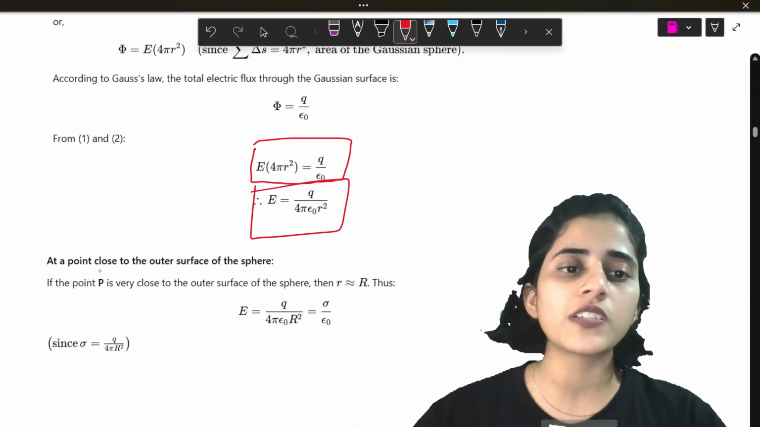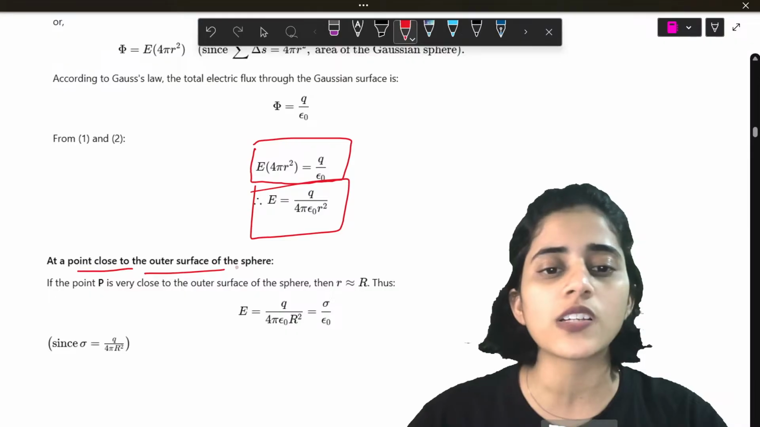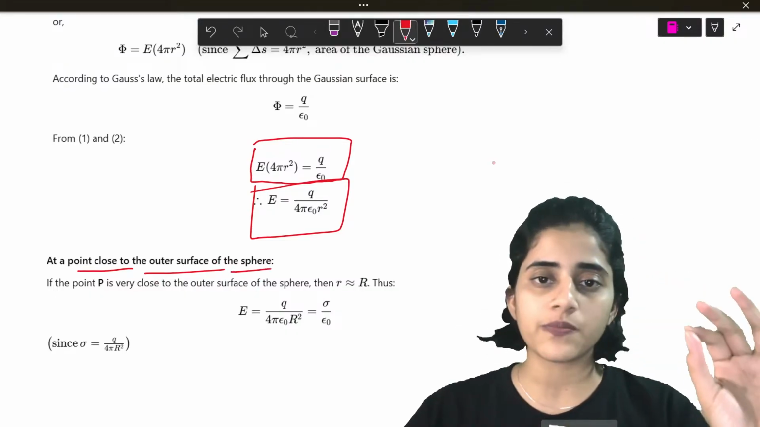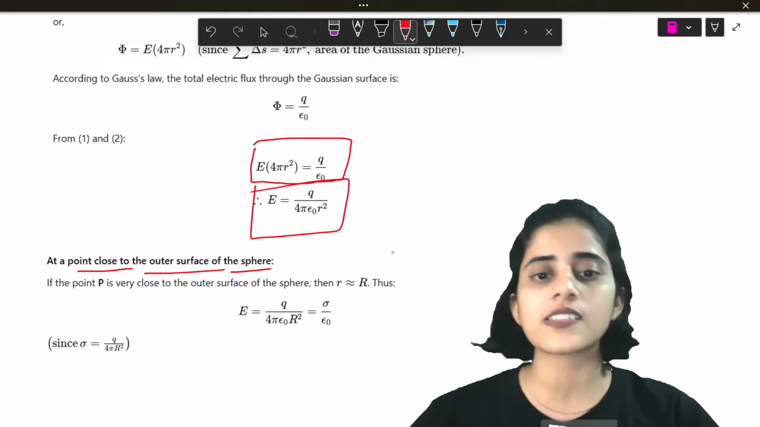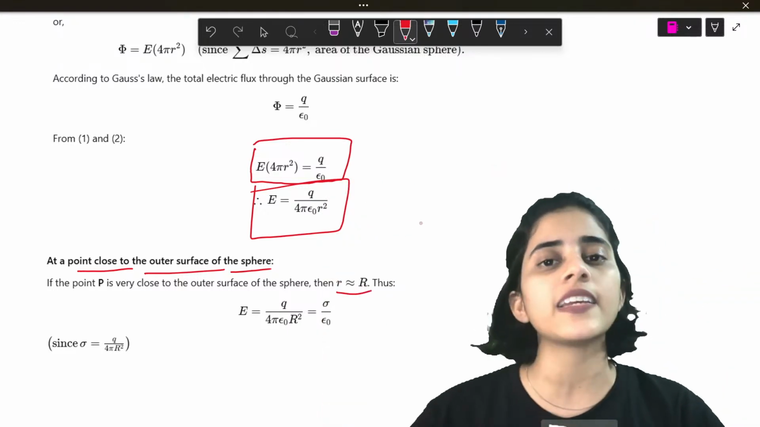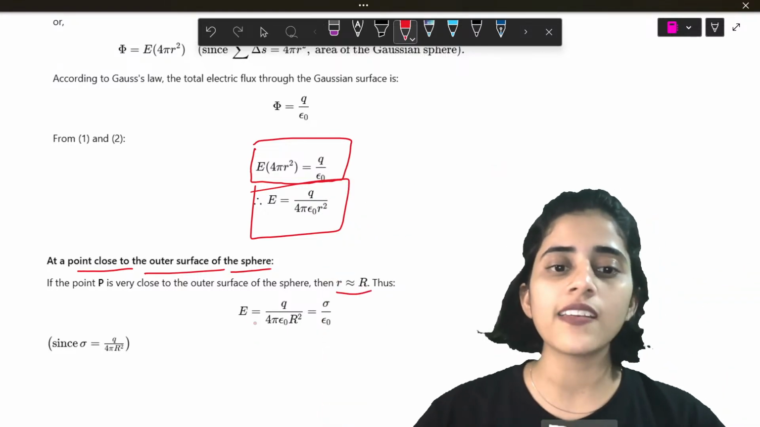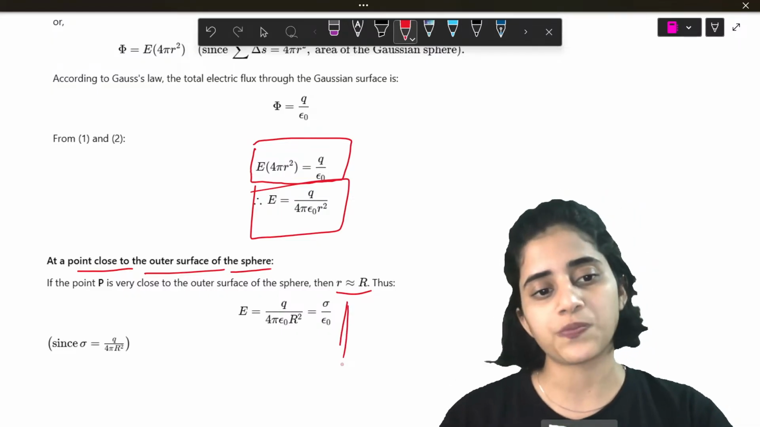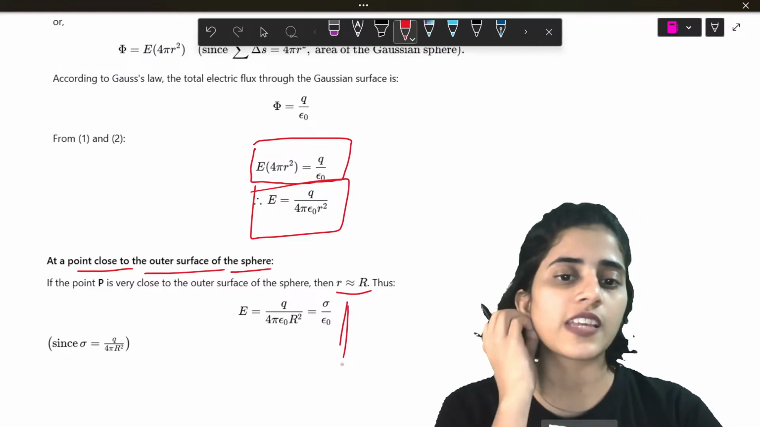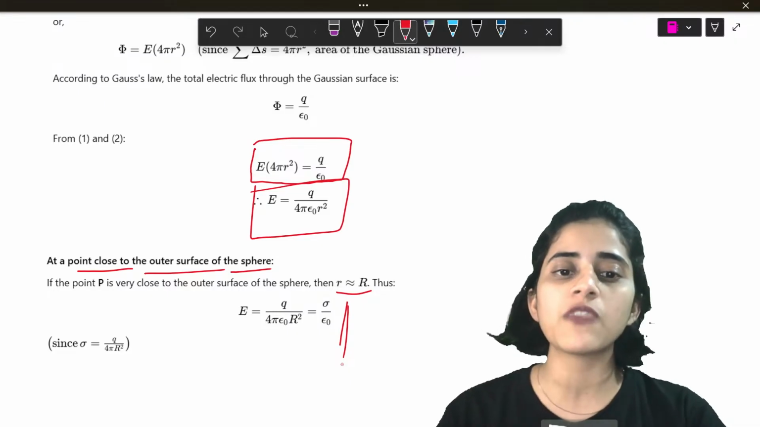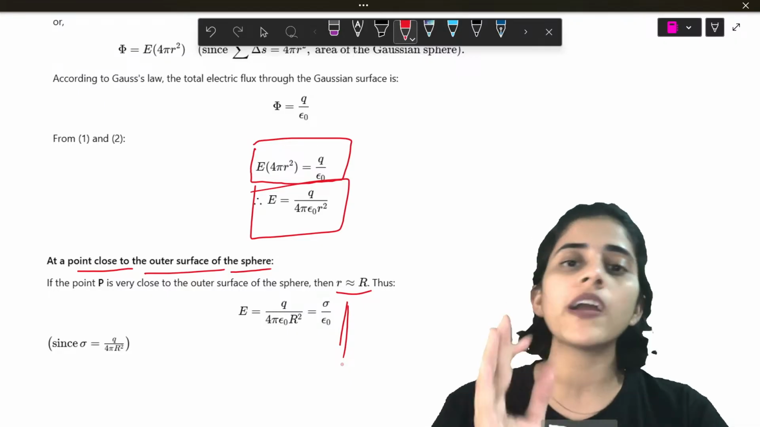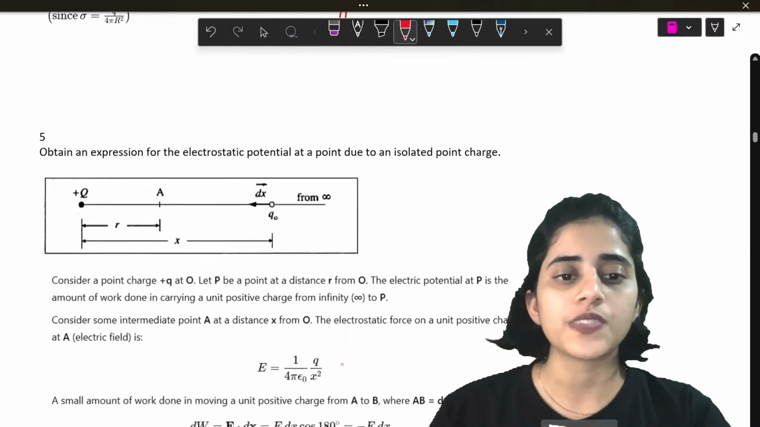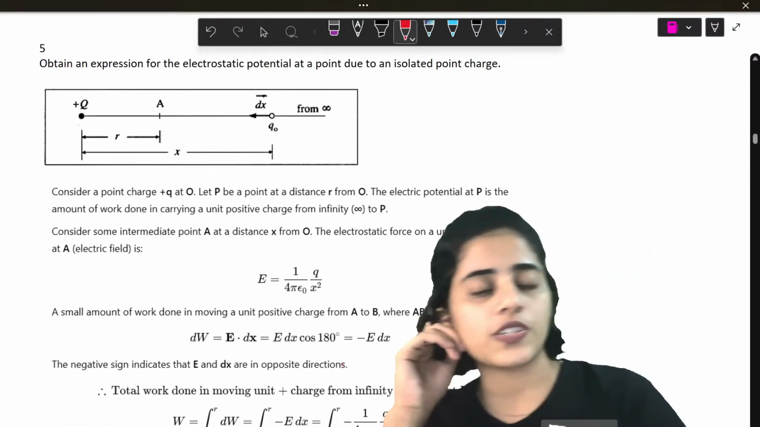Now the question is at a point close to the outer surface of the sphere. If there is a point P which is outside, that is where r is approximately equal to R, then E is equal to sigma by epsilon naught. And what is sigma? Sigma is just Q divided by 4 pi R square. Okay. Let's move on to the next question.